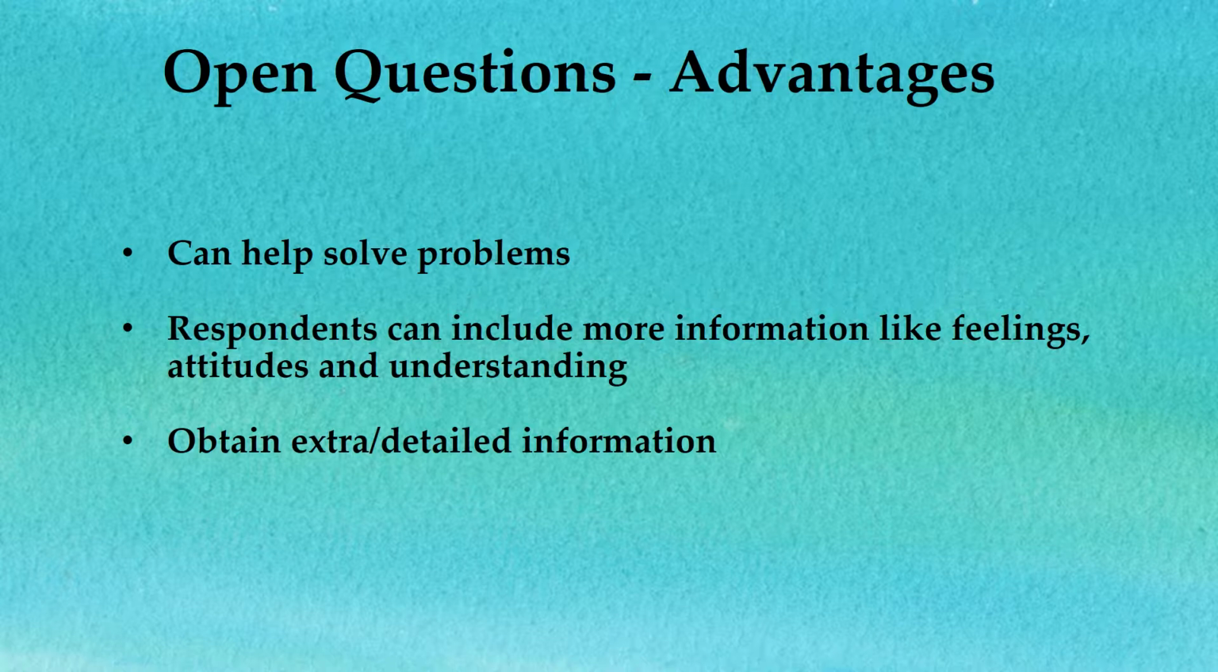Second bullet, respondents can include more information like those feelings I just mentioned, and they can give you extra detailed information. So if you need detail in your communication, then this is the way you want to go. If I am an investigator trying to solve a murder crime, am I going to go with open questions or closed questions? Do I want just a yes, no? Or do I want details and extra information? Probably open questions, right? I'm not going to say, did you murder such and such with the knife? Yes or no? No. They're going to ask you detailed information.